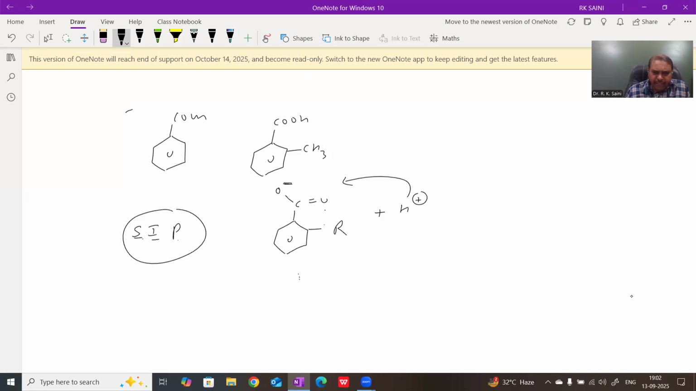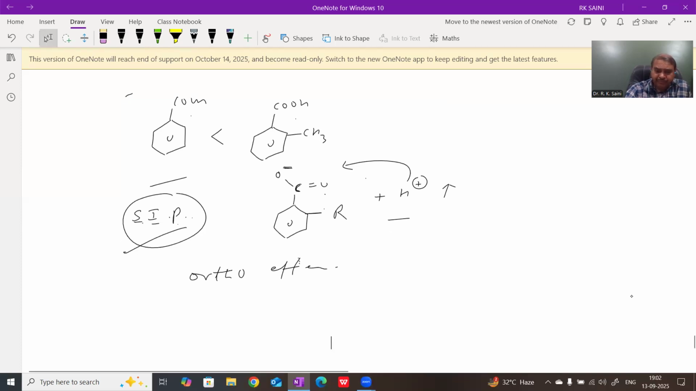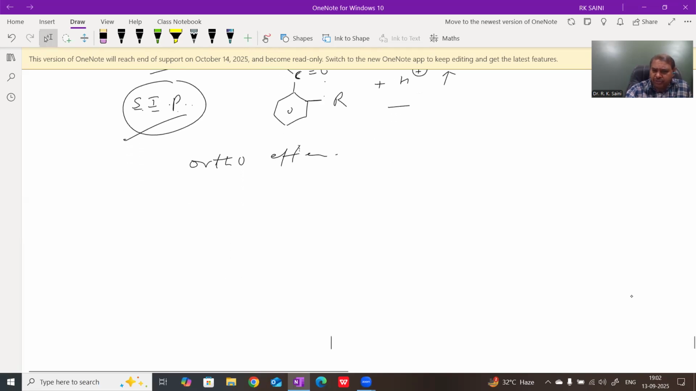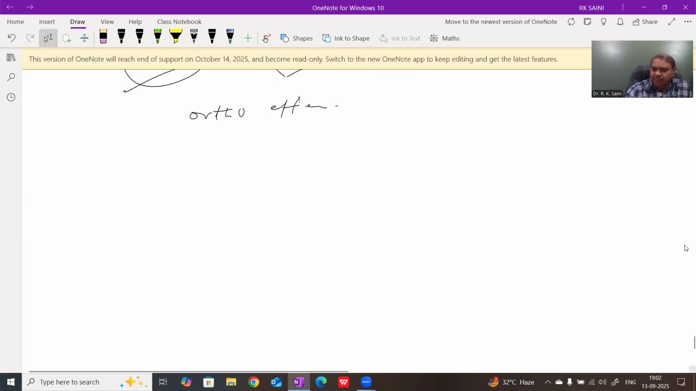Steric inhibition of protonation: when a bulky group is present at the ortho position of benzoic acid, then due to steric inhibition of protonation, there is a higher concentration of H plus ion in the solution, and hence ortho substituted benzoic acids are more acidic than benzoic acid due to SIP. It is also known as the ortho effect. For this effect, a bulky group is present at the ortho position. Now we discuss some questions regarding acidic strength.